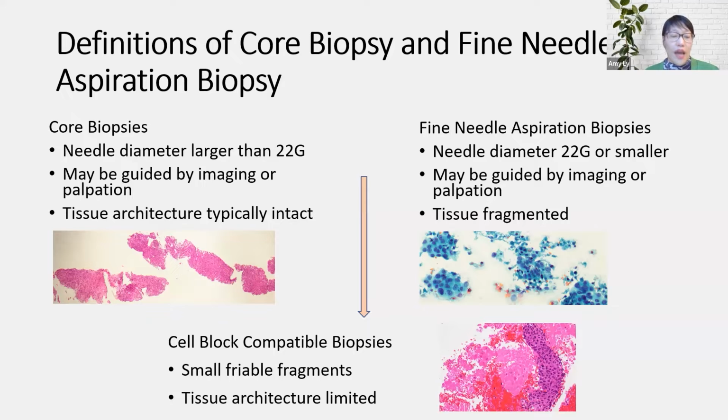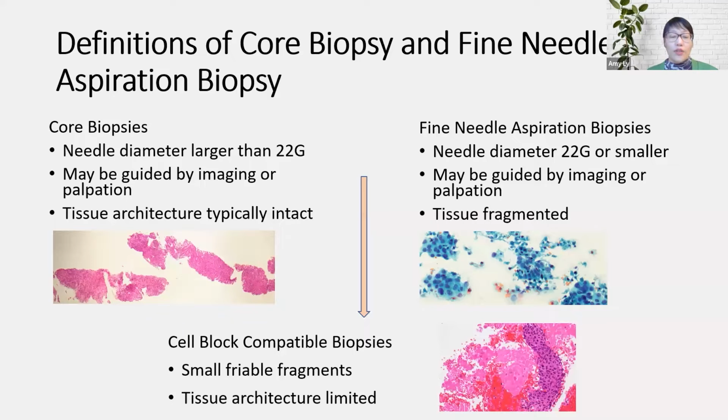In recent years, as needle technology has improved, there have been creation of very thin needles, typically around 20 or 21 gauge, that generate small friable tissue fragments with some degree of preserved architecture, but generally very disrupted. And these have been called cell block compatible biopsies in the literature.